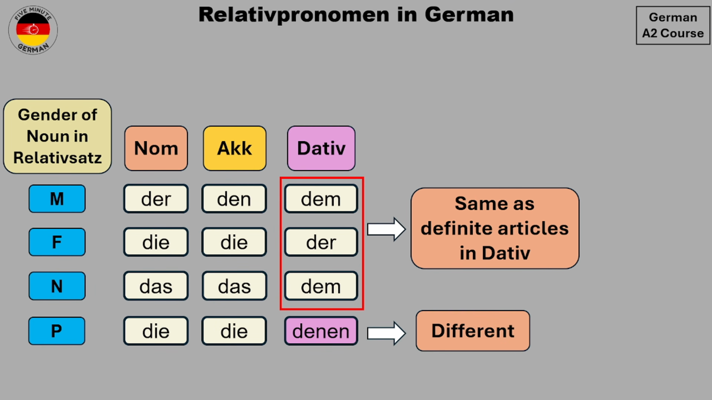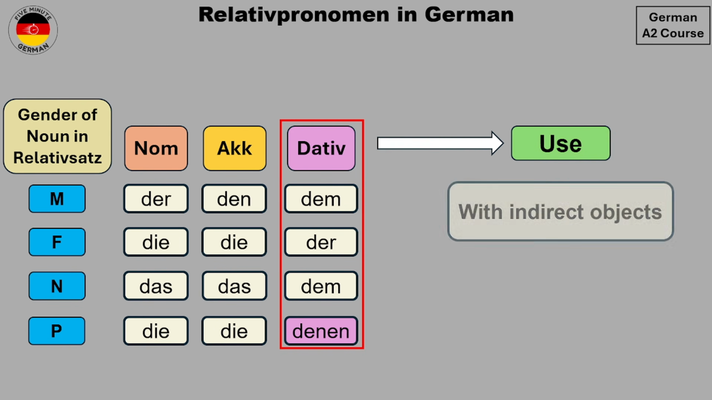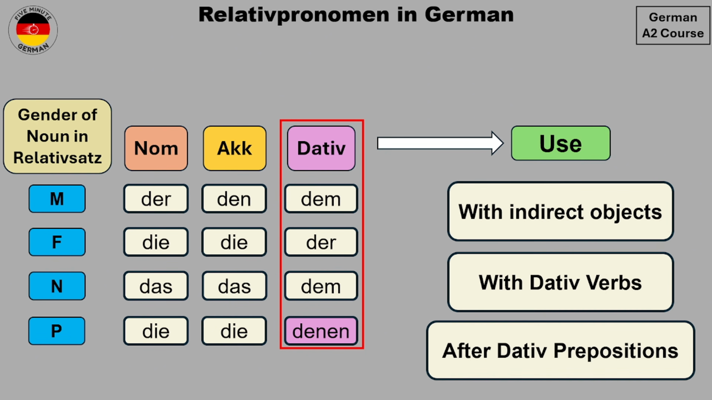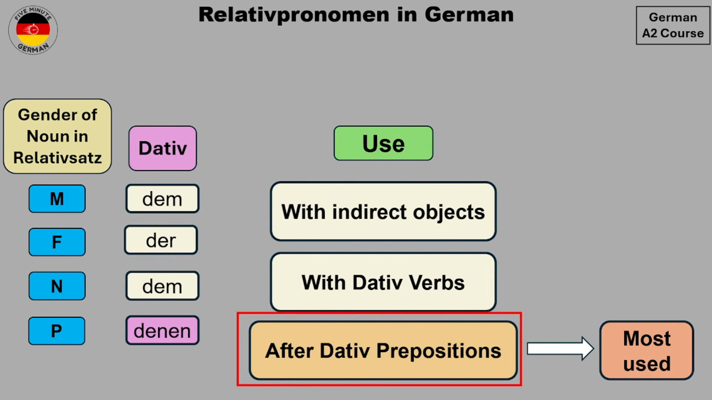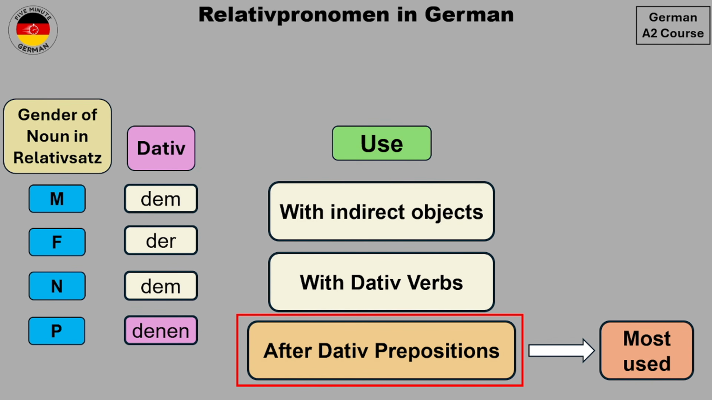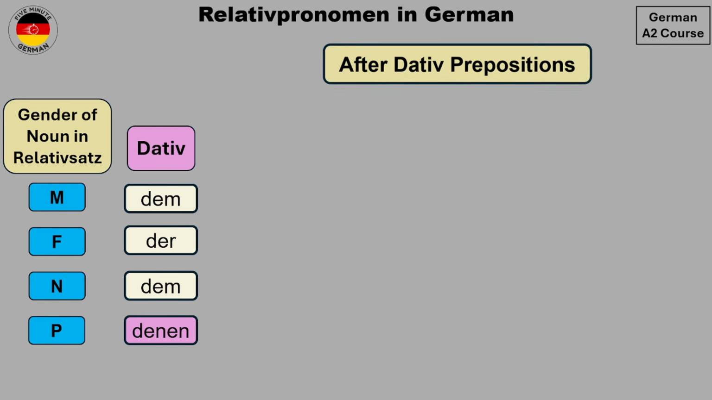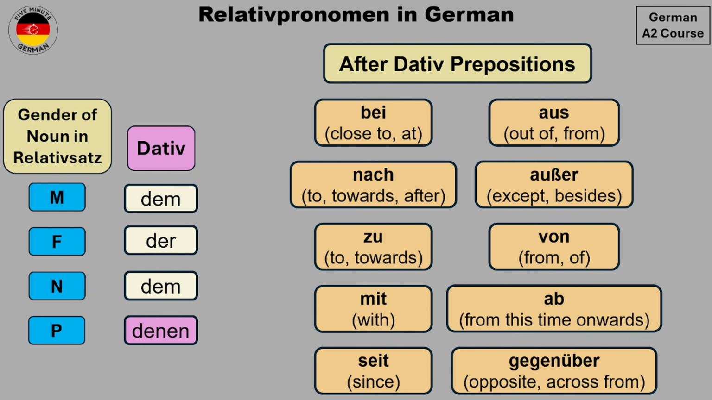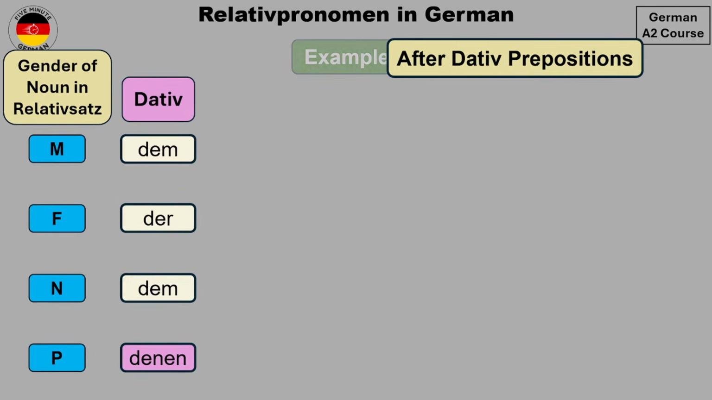And we will use the relative pronouns in dative with indirect objects, with dative verbs, and after dative prepositions. However, out of these three uses, the most used one is after dative prepositions. So we will take a look at this first. So here is a list of all the different dative prepositions that we have in A2. We have already covered these in an earlier lesson. Now let's take a look at different examples with these dative prepositions.